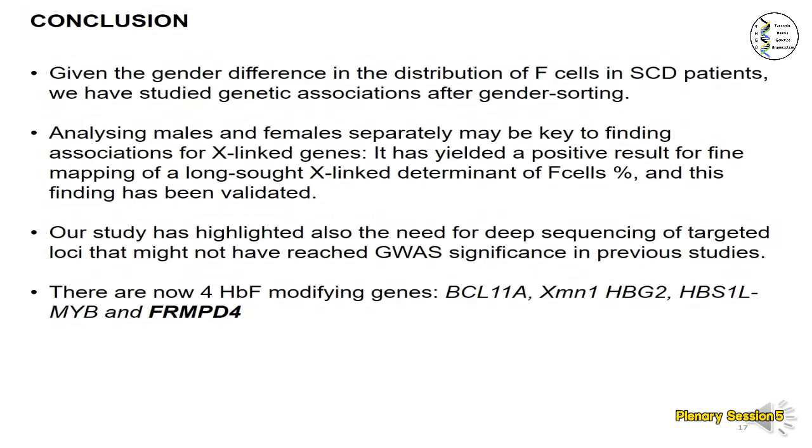We can strongly conclude that apart from the three modifying genes that have been previously reported to play a role in modulating the levels of fetal hemoglobin and F cells, we have now added a fourth candidate gene that may play a role in modulating the levels of fetal hemoglobin and F cells in sickle cell disease individuals.